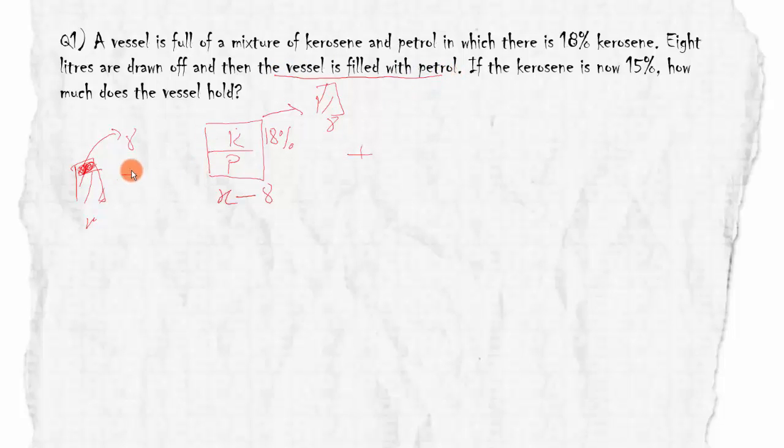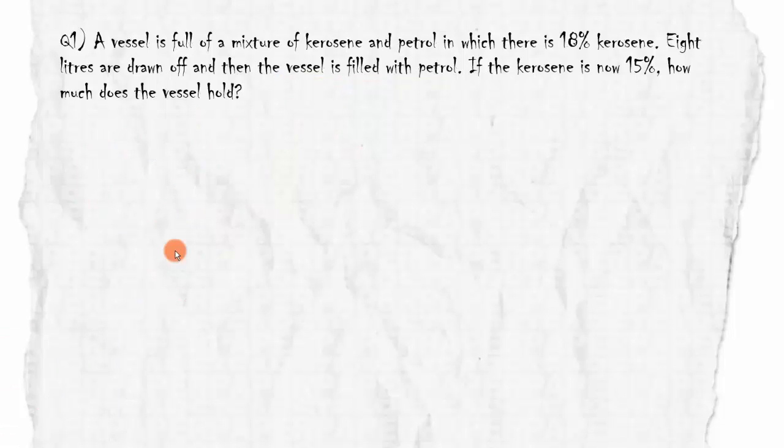Then the vessel is filled with petrol. So we are mixing petrol again and filling it. We are mixing 8 liters of this so that we fill this, right? So we are mixing these two: X minus 8 liters, with 8 liters of petrol. If the kerosene is now 15%, so when we mix, we get 15% kerosene. So this is the question. I'll just clear the board to solve properly. If you have understood the concept well, let us start with our solution.